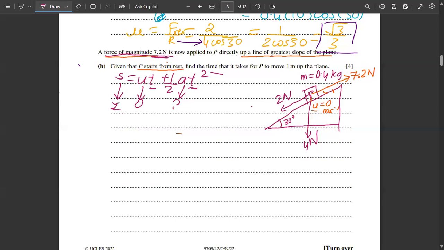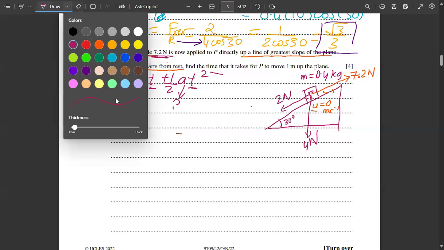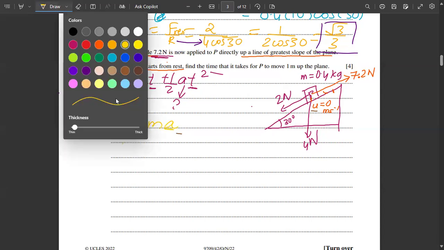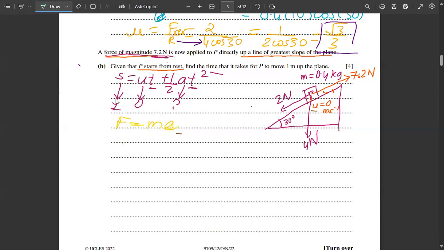So how do we find acceleration? There's a basic formula. Let me write it with a different pen. F equals ma. And to find the acceleration, we need to find the force. We won't need to find any other force. We need to find the resultant force. So how do we find resultant force? Here we already have 7.2 Newton upward force, 2 Newton backward, and there is one more force which we need to think about. Can you guess the force? I hope you have guessed it.